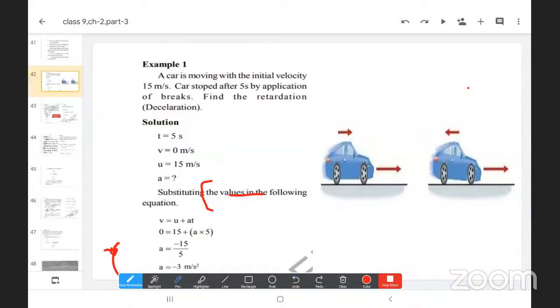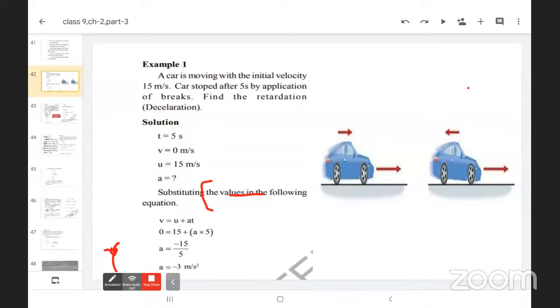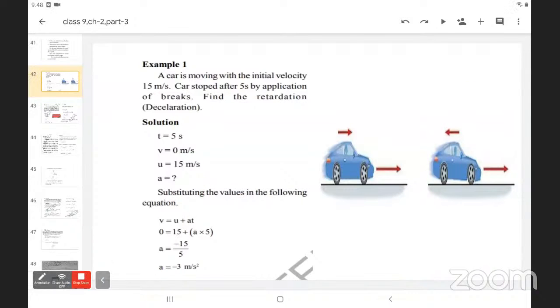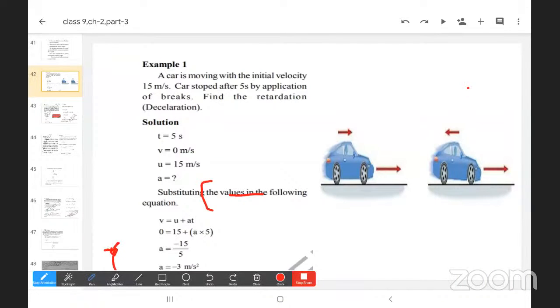Now, here we know the formula that we derived already from uniform accelerated motion. Here v equals u plus at, right? So here we have v equals 0, and u equals 15, and a we don't know, and t equals 5 seconds. So substitute all the values in this equation. v equals u plus at, so that is 0 equals 15 plus a into 5, right?